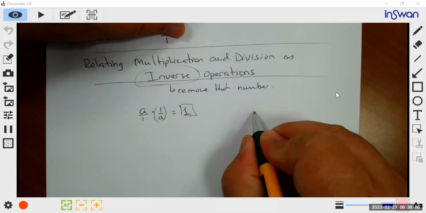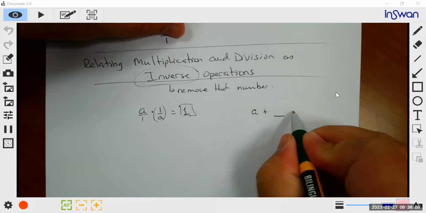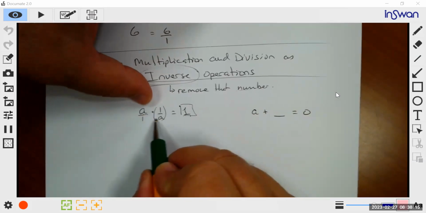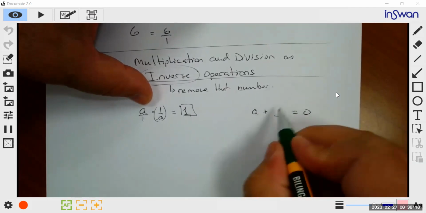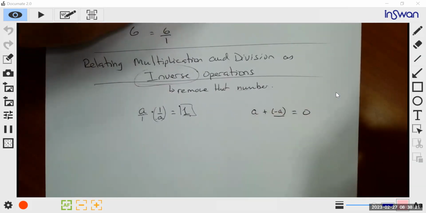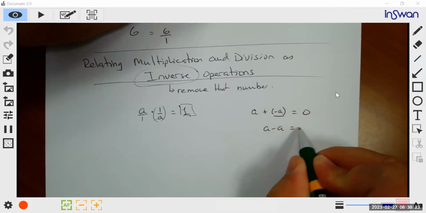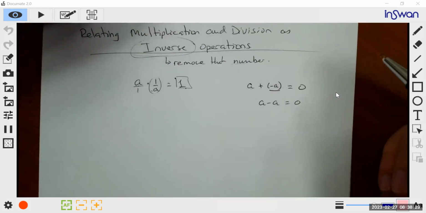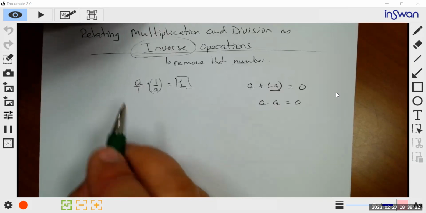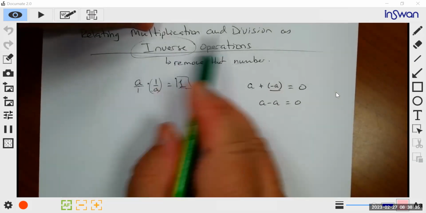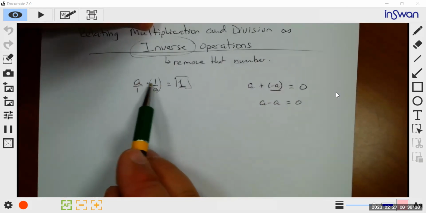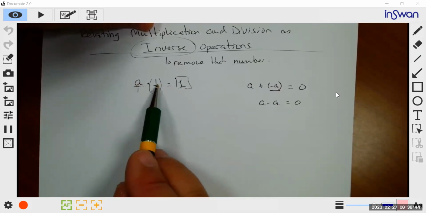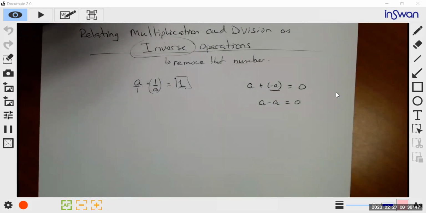Similarly, A plus what gives me 0? Remember, we're trying to remove the number, get rid of that number. How do we get rid of A? We add the negative of it. So A minus A equals 0. These are inverses. They remove that number. So multiplication and division are inverse operations. They cancel. That's the only way we can cancel these numbers, by using multiplication and division together.